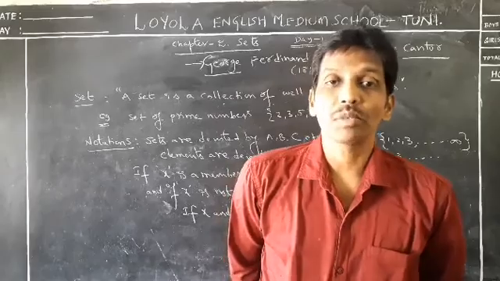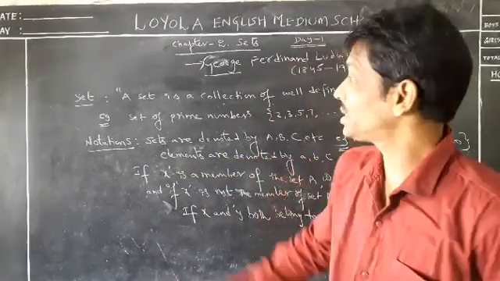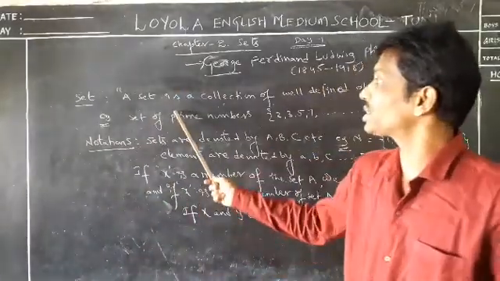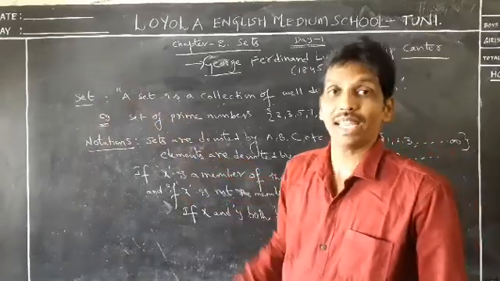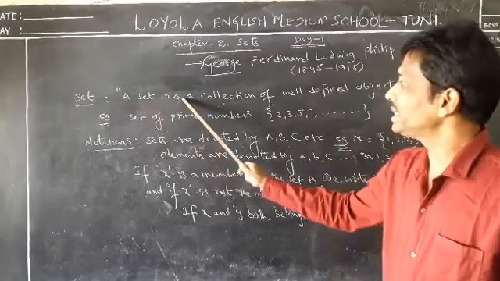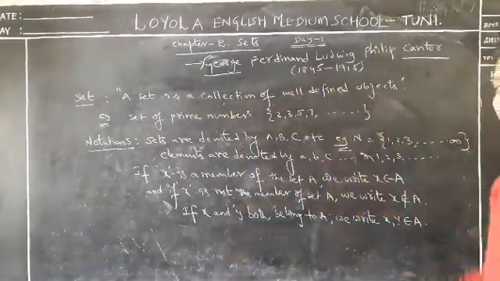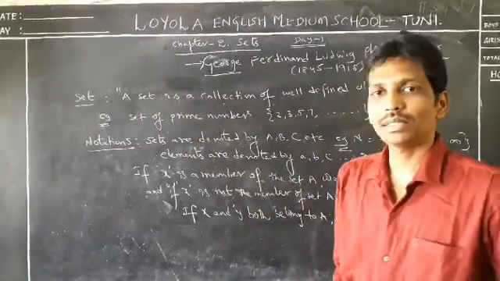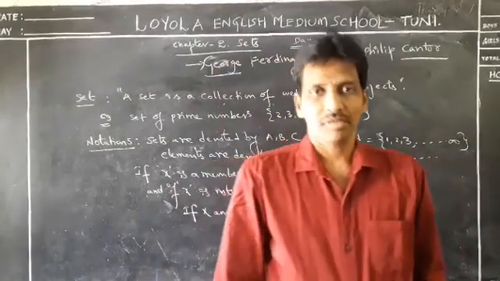Let us discuss what is meant by a set. I have already written the definition of a set on the blackboard. Let us go through the definition of a set at first. Set: a set is a collection of well-defined objects. What is meant by well-defined objects?